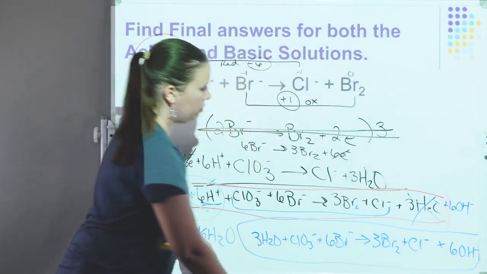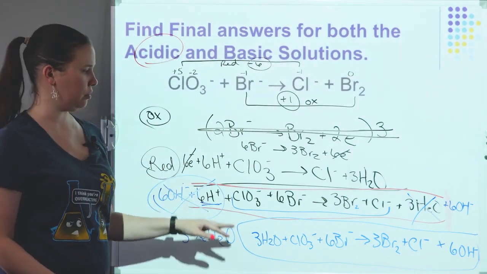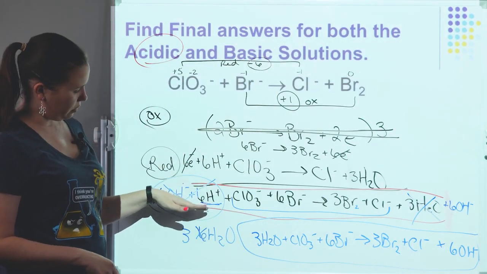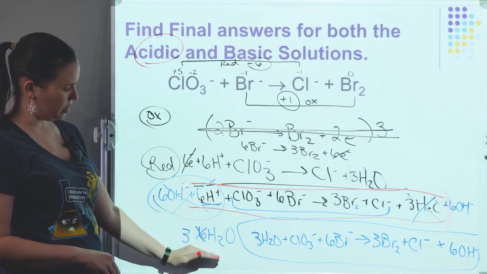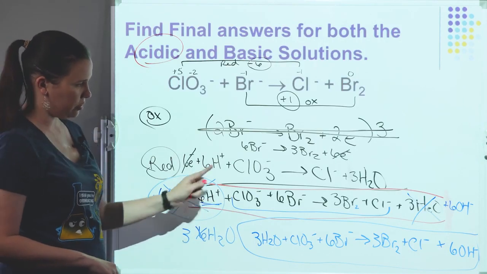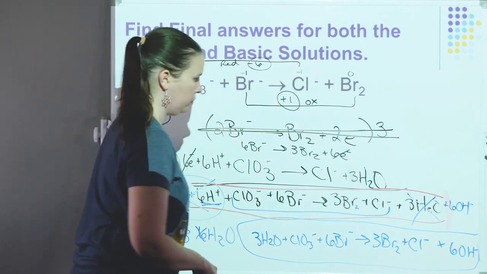So you want to be careful whether you're in an acidic or basic solution. Recombine them, and then if you have the hydrogens and want to make it a base, then you use those hydroxides and just watch for canceling your water.